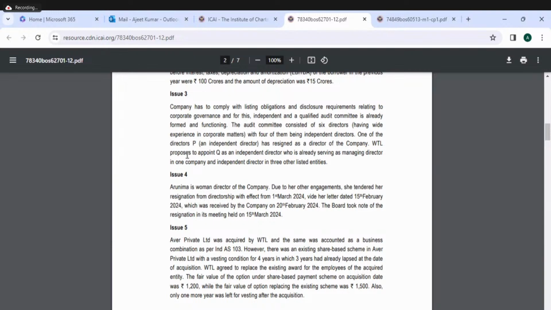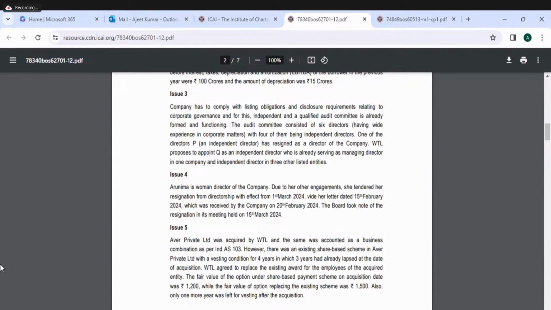That's why, as per section 149 subsection 6 of the Companies Act, it has been mandated to appoint a certain number of directors as independent directors. So there is a particular need for these independent directors. Moving further, we are in this issue also dealing with the audit committee.